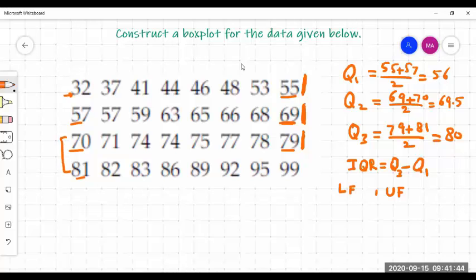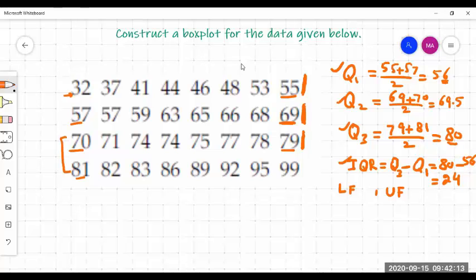The next is IQR, right? IQR is Q3 minus Q1, and Q3 was 80, which we just found, minus Q1, which is 56. So this would turn out to be 24. So IQR is 24. So we got these values: we got Q1, we got Q2, we got Q3, and we got IQR.